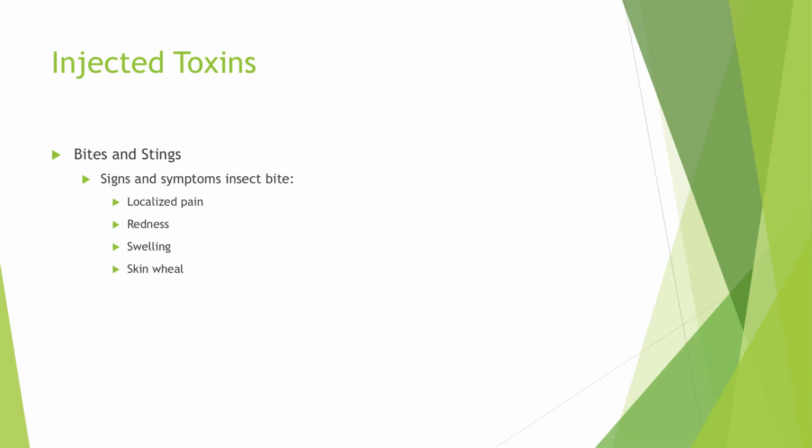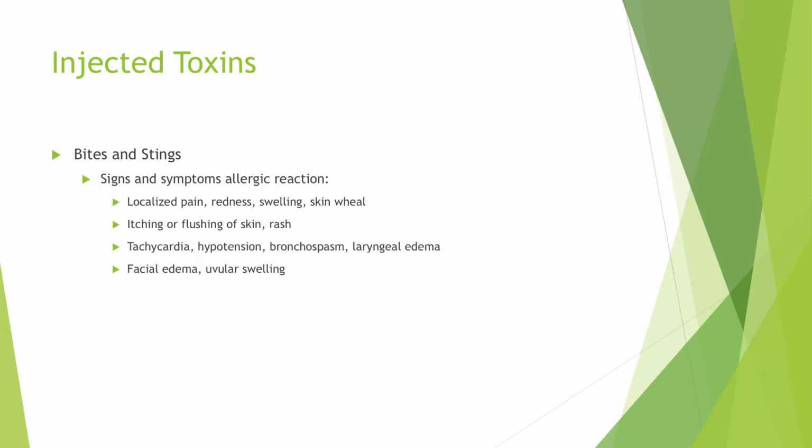Signs are localized pain, redness, and swelling. You see a big wheal on your skin at the location of it, and possibly even a little puncture wound in it. Then itching and flushing, tachycardia, hypotension, bronchospasm, laryngeal edema. Now you're starting to get into anaphylaxis and anaphylactic shock when you start having the last two lines here, and facial edema, uvular swelling. Now you're in big trouble, and you need to treat anaphylaxis very quickly: IM epinephrine, or IV.